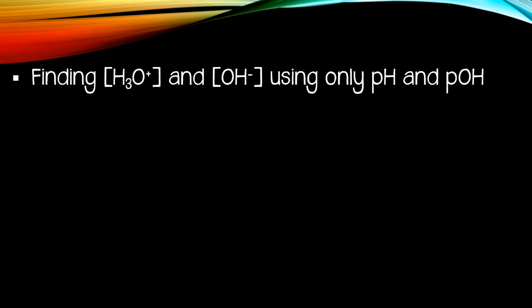Just using a different method to find the hydronium and hydroxide ion concentrations. So the first method I taught you was to use the KW equation. That's assuming that you have one of the concentrations to begin with, and you know the substance. What happens though if you're only given a pH or a pOH?